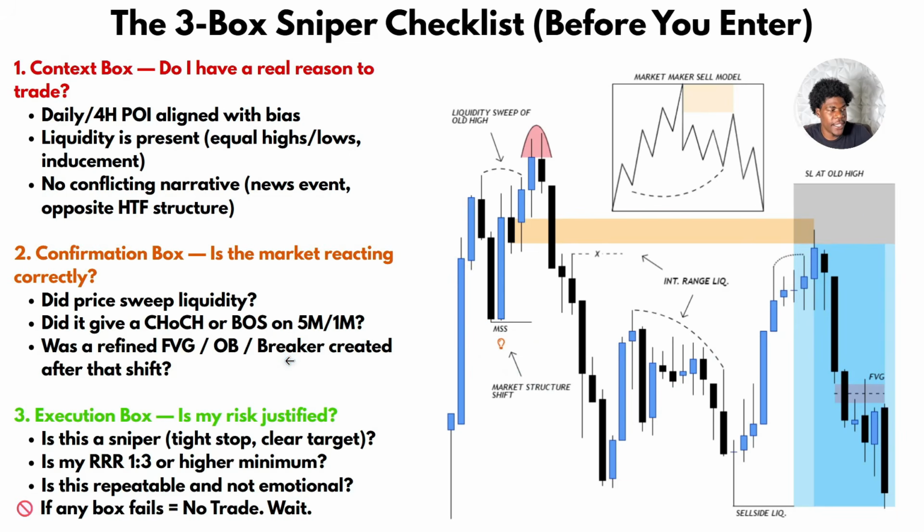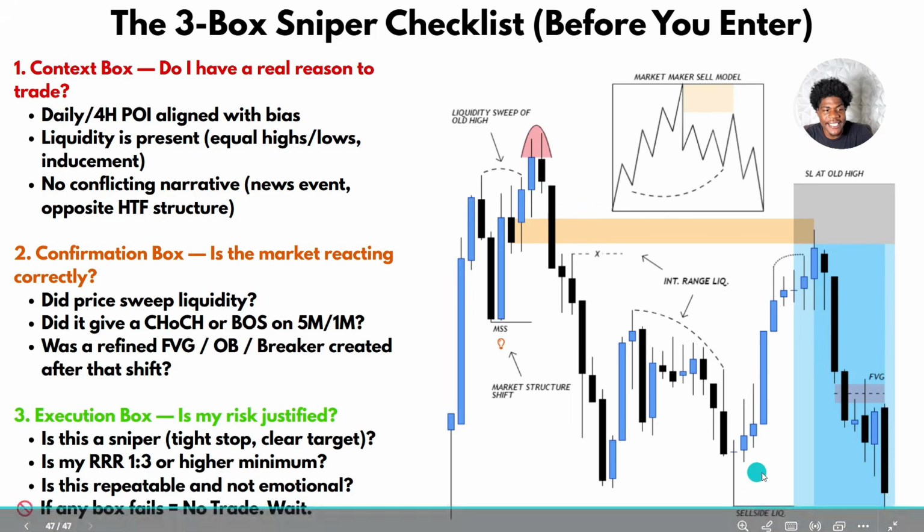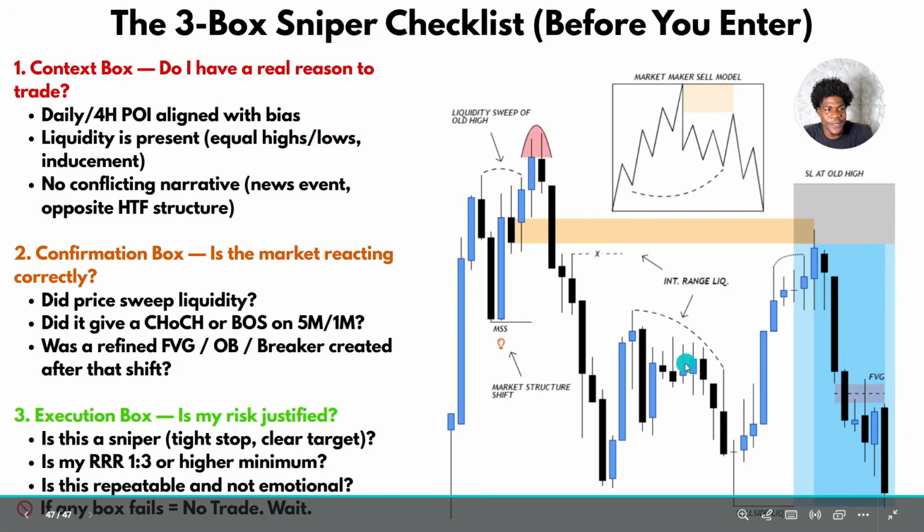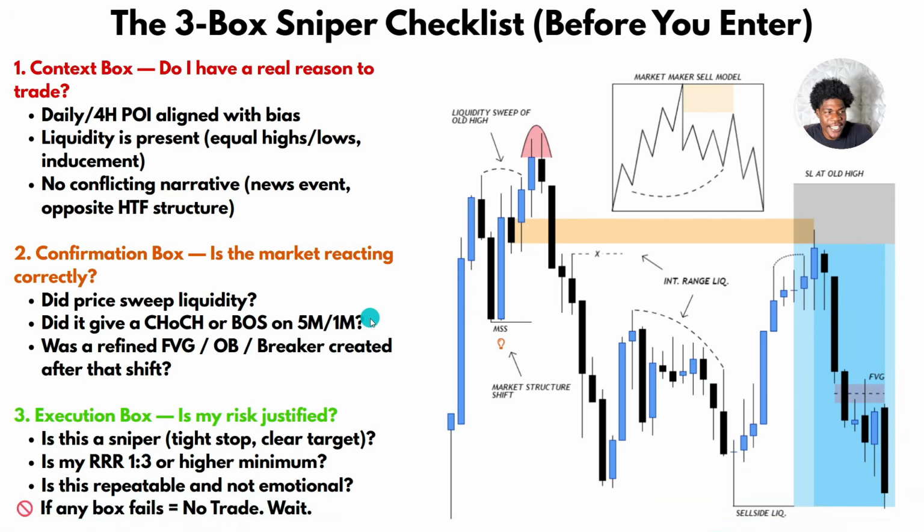The third thing is the execution box. Is my risk justified? Is this a sniper? Sniper setups usually always have a tight stop loss and you have a clear target. As you can see right here, I have a tight stop loss. My stop loss is right above this candlestick wick, and I have a clear target. Where am I targeting? The sell side liquidity lows. So this right here justifies the first point.